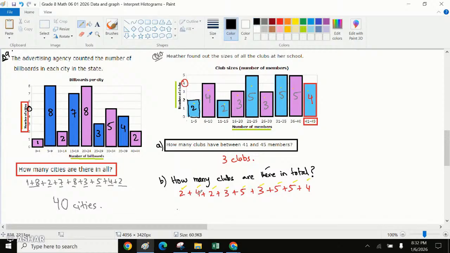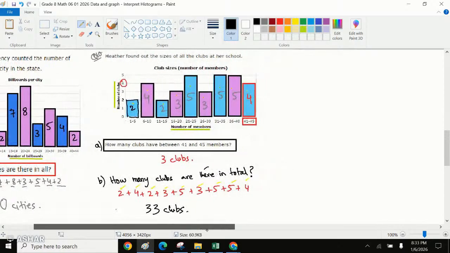2 plus 4 is 6. 6 plus 2 is 8. 8 plus 3 is 11. 16, 19, 29, and 33. Okay, so there would be 33 clubs in total, right? Agreed?